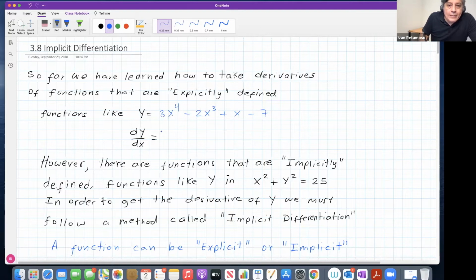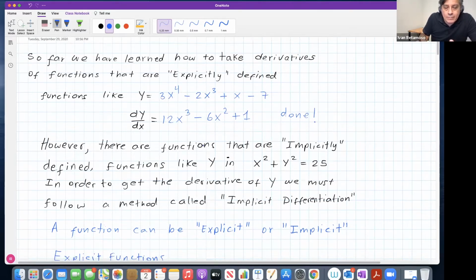And then if they ask you to take the derivative, this will be 12x to the 3rd minus 6x squared plus the derivative of x, 1, the derivative of 7, 0, right? Done, right? That's very easy, straightforward. Well, we have formulas for that. We have a lot of formulas to deal with this when the function is explicitly defined, meaning the function shows y isolated on the left and the rest on the right, right?